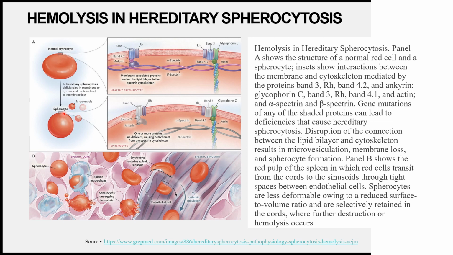When these spherocytes go through circulation and reach the spleen, they are retained in the splenic cord, because the red blood cell ideally has to transit from the splenic cord into the sinusoid, and you can see this is a very tight junction that it has to pass through. The deformed spherocyte cannot pass through this tight junction, so it will be retained at the splenic cord and destroyed, and this is where hemolysis occurs.